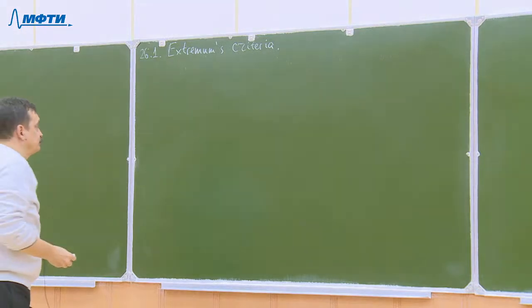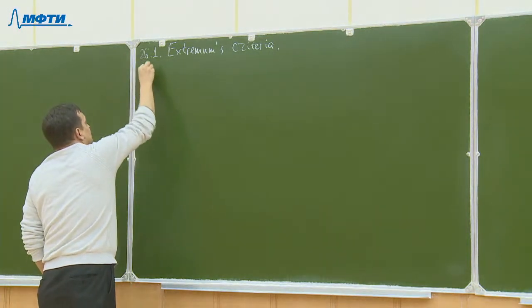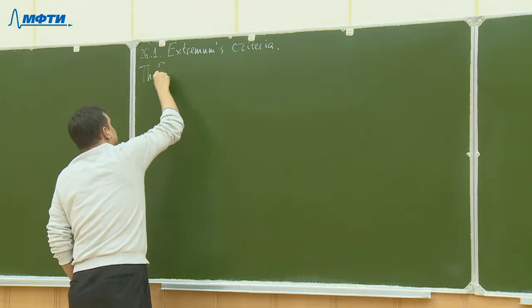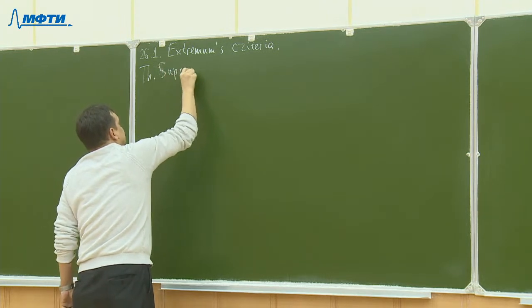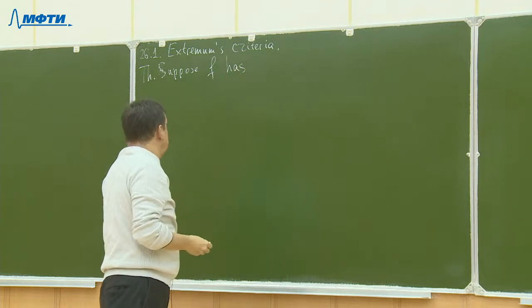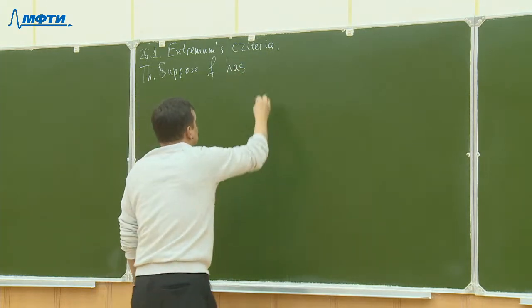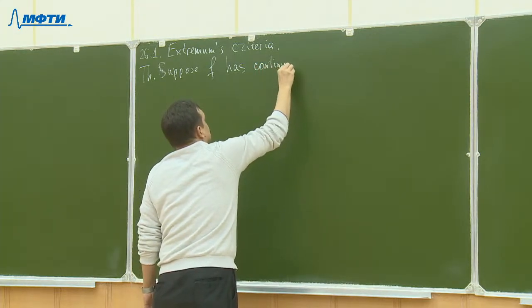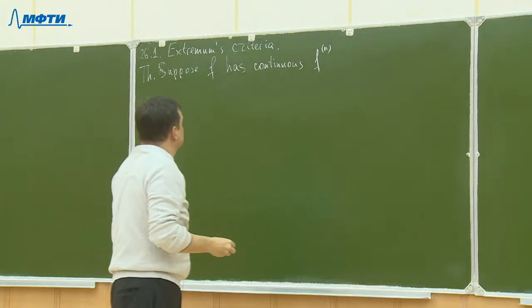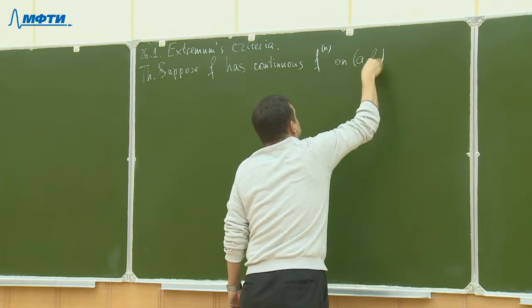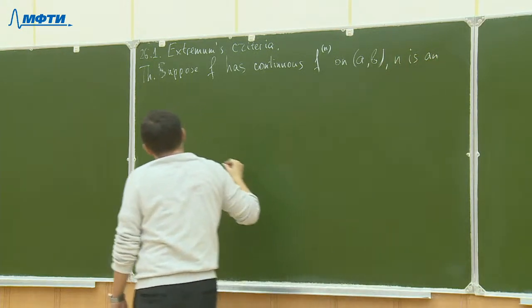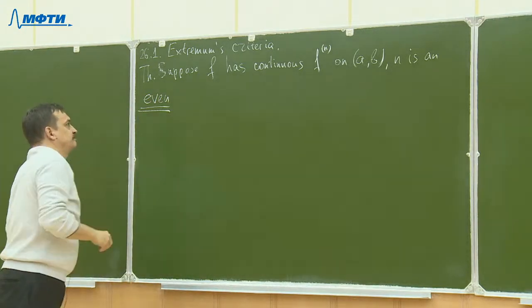So here we'll formulate the following theorem. Suppose f has continuous nth derivative on AB. N is an even, that is very important, integer.